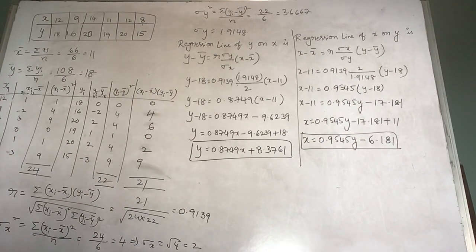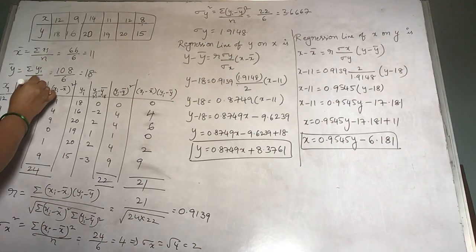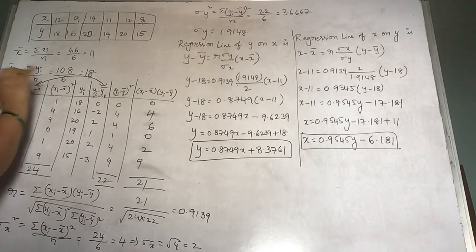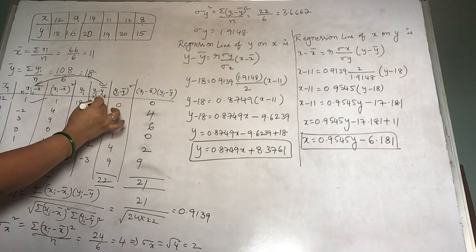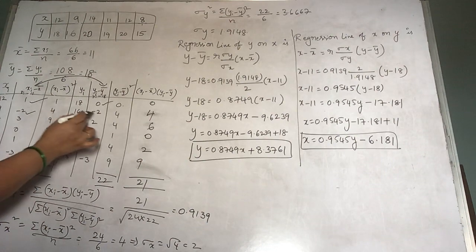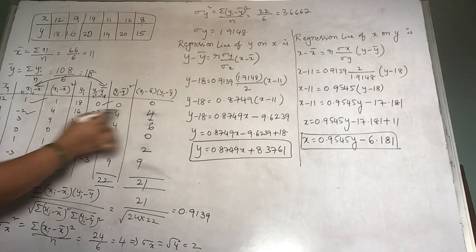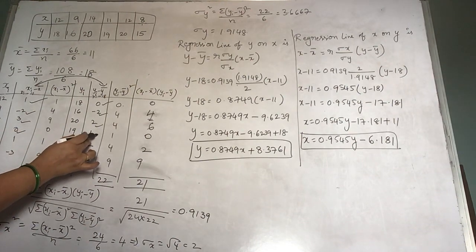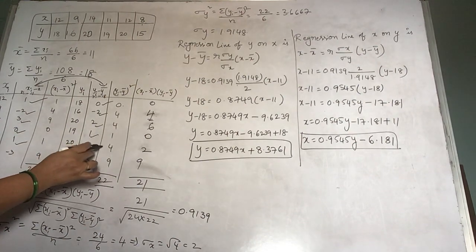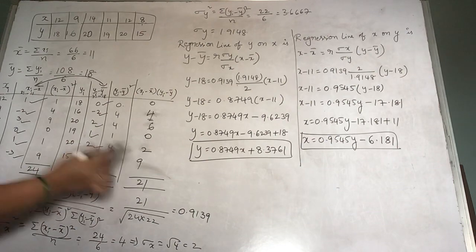Next we calculate xi minus x bar into yi minus y bar. That means we multiply the corresponding elements of these two columns. 1 into 0, 0. Minus 2 into minus 2, plus 4. 3 into 2, 6. 0 into 1, 0. 1 into 2, 2. Minus 3 into minus 3, plus 9.